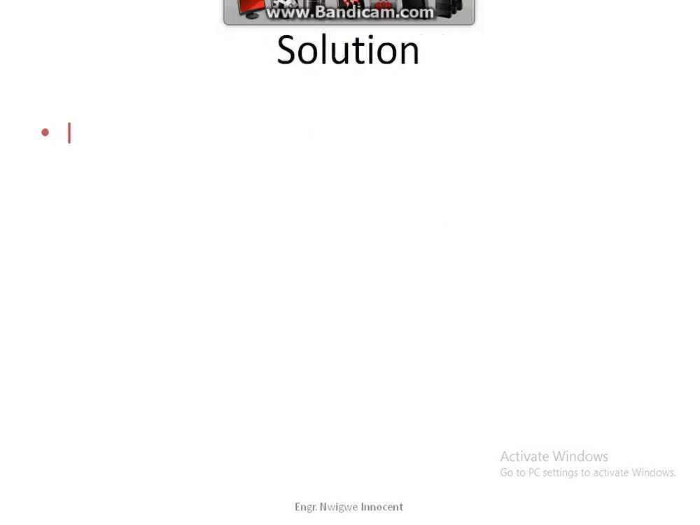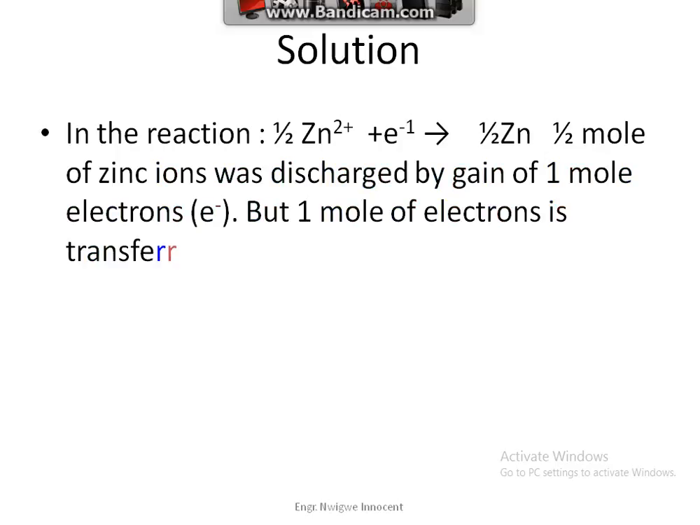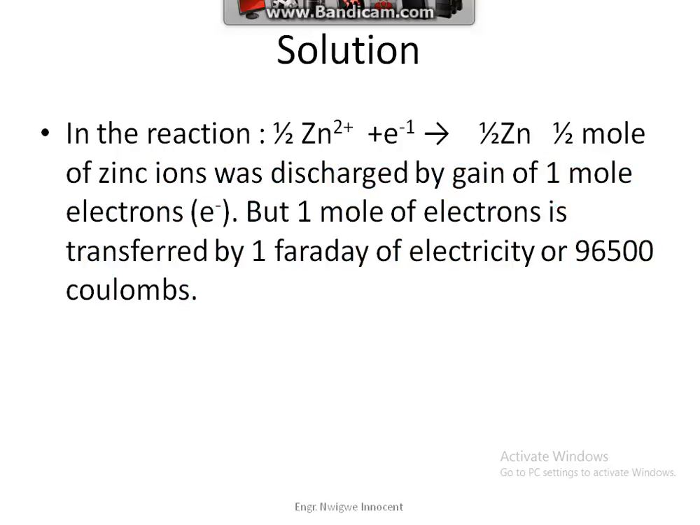Solution. In the reaction, half zinc 2+ ion will gain 1 electron to give half zinc. Half mole of zinc ion is discharged by gain of 1 mole of electrons, but 1 mole of electrons is transferred by 1 faraday of electricity, or 96,500 coulombs. 96,500 coulombs is equal to 9.650 times 10 raised to the power 4. Therefore, the answer is B.